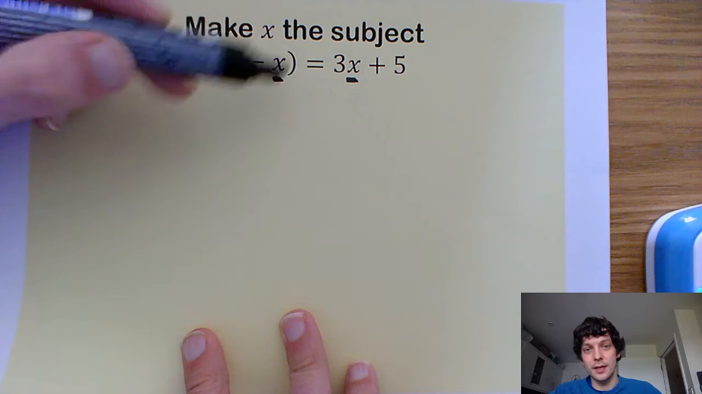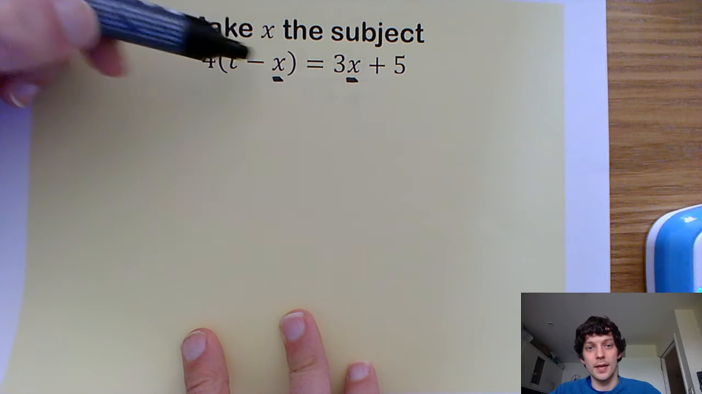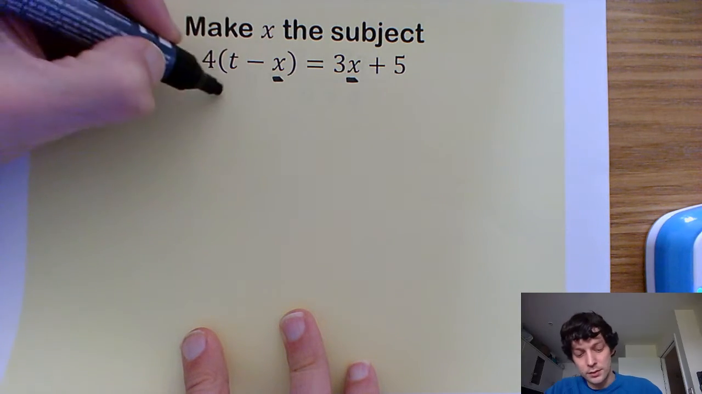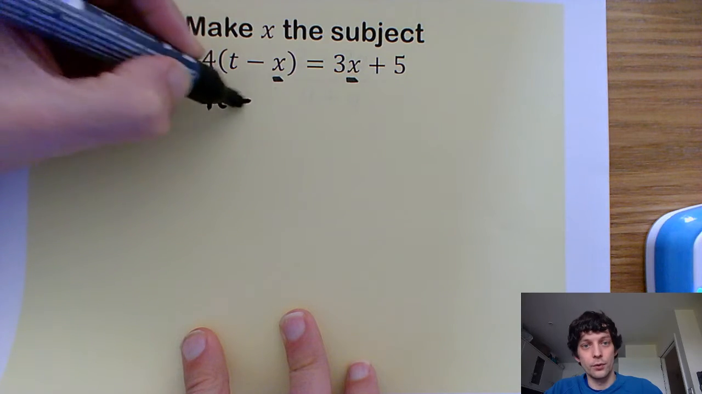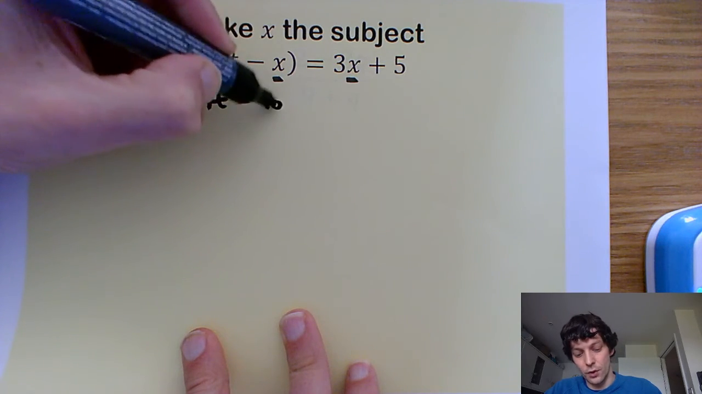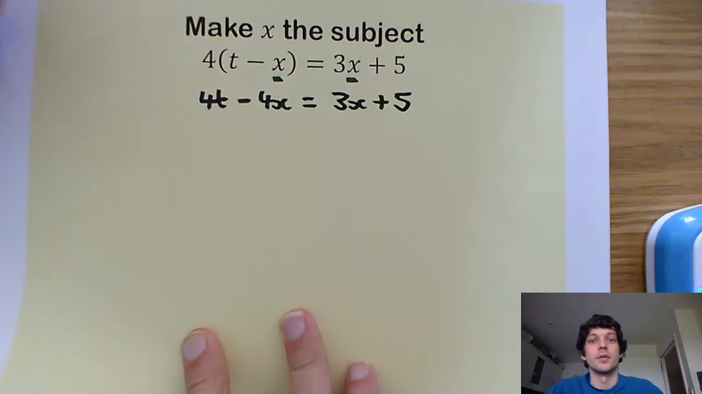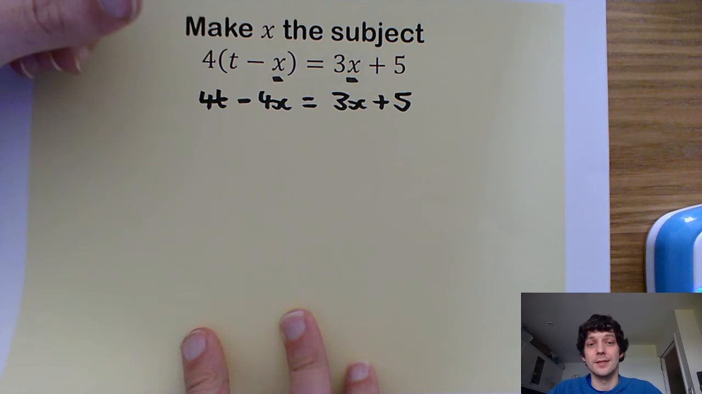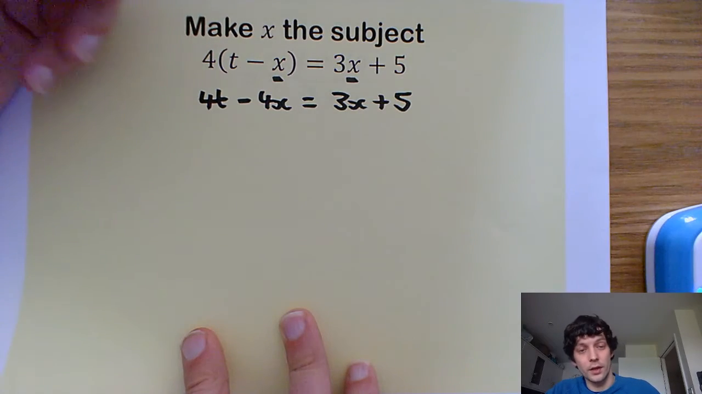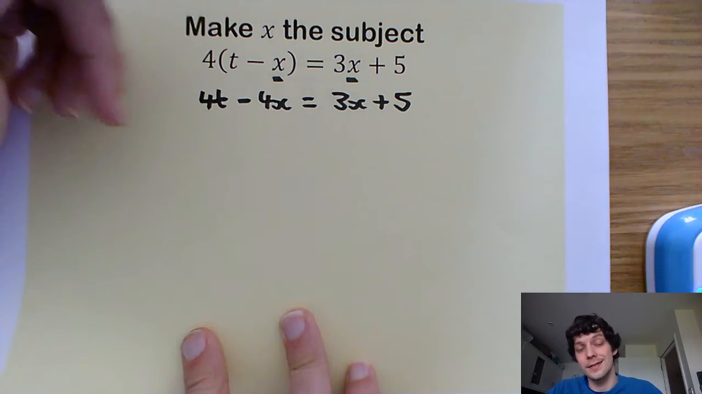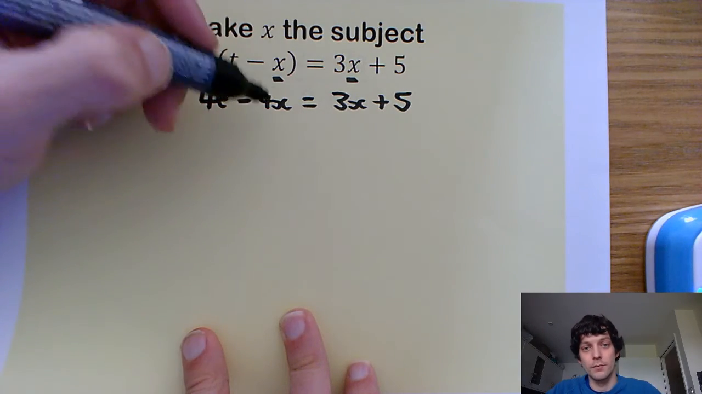There seems to be an initial problem in doing that here, in that I've got this bracket. So let's just multiply out the bracket. We get 40 minus 4x is equal to 3x plus 5. Okay, I've still got a problem in putting the x's together, that they're at different sides. So this is very much like solving equations here. I want to get all the x's onto one side of my equation.